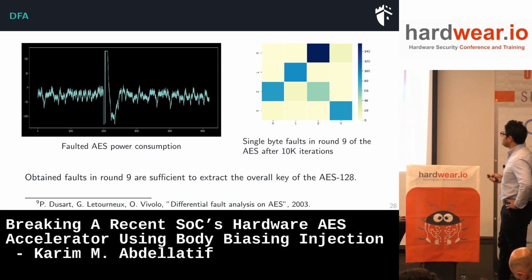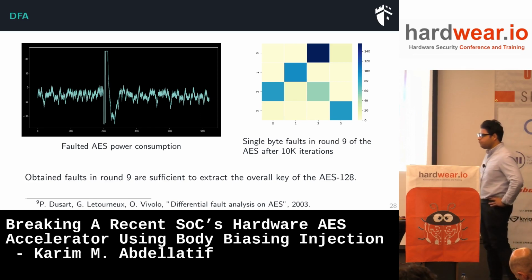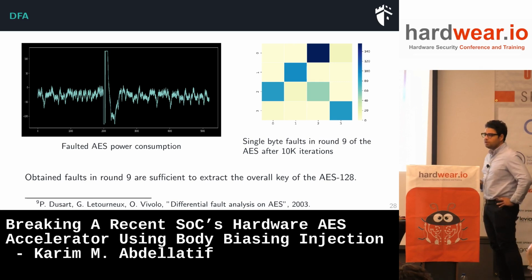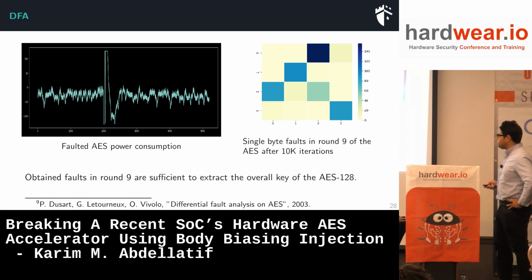You can see here on the right there is a map that shows how many times I faulted a single byte for every column. You can see that I'm already above 80% faulty cases per column. So I have a lot of interesting faults to perform the differential fault analysis. I was actually able to attack the overall key of the AES using this result.